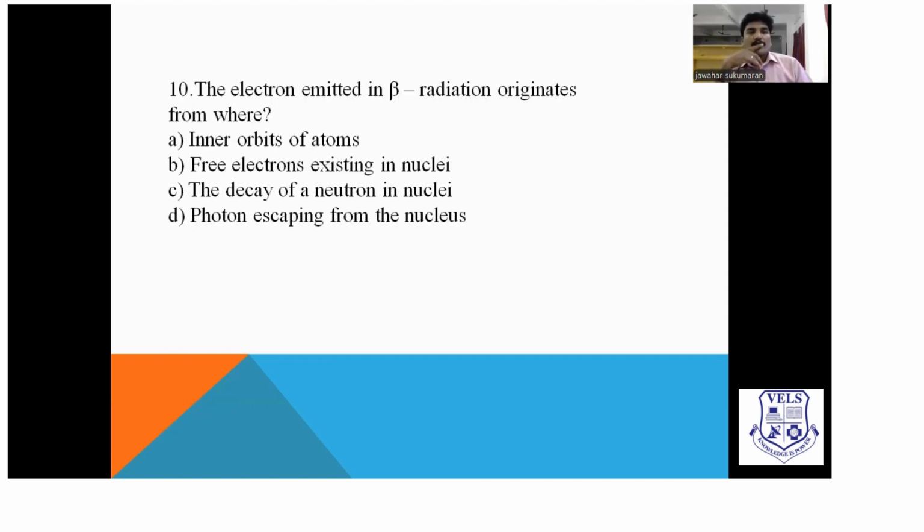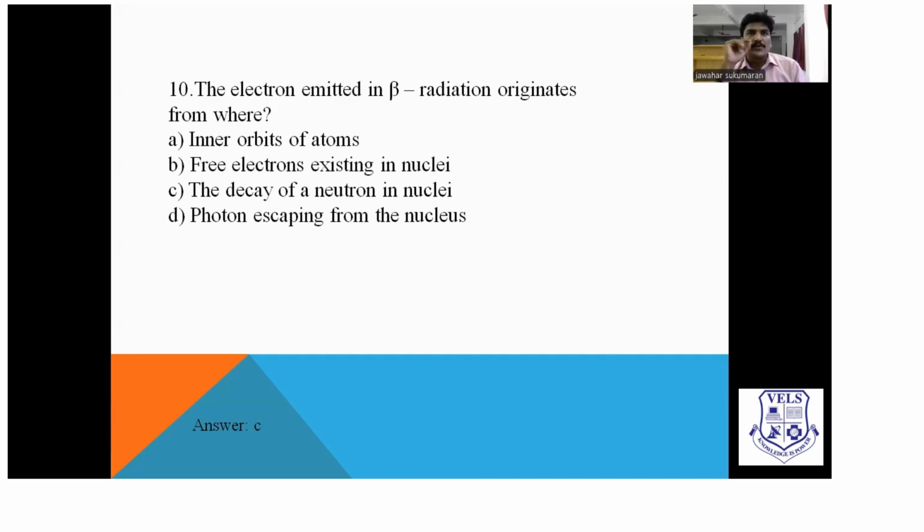And next, the electron emitted in beta radiation originates from where? A. Inner orbits of atoms. B. Free electrons existing in nuclei. C. The decay of neutron in nuclei. D. Photon escaping from the nucleus. C. The decay of a neutron in nuclei.